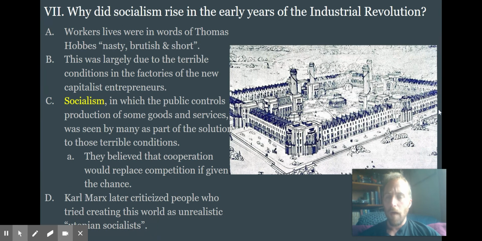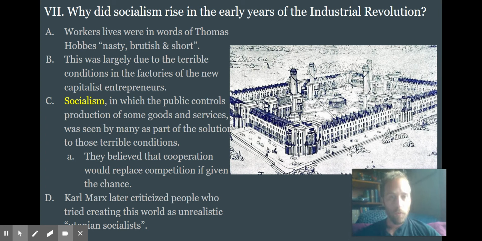All right, and this is the last bit of it. Socialism means something a little bit different in the early Industrial Revolution. And so we'll get to that distinction with later socialism. But basically, socialism rises in the early years of the Industrial Revolution because, in the words of Thomas Hobbes, life for workers was nasty, brutish, and short.